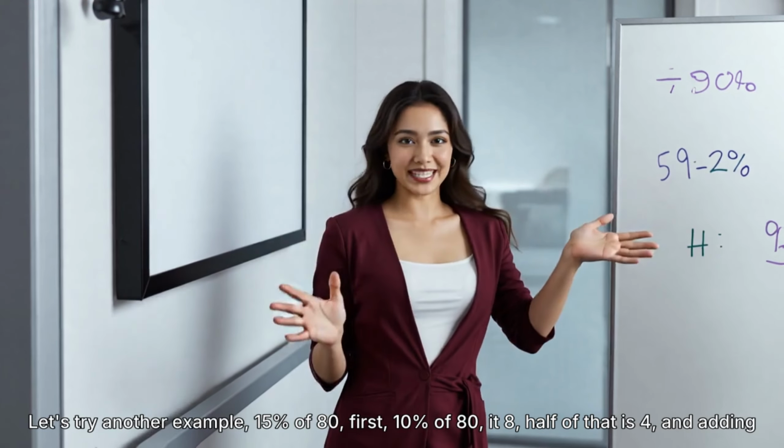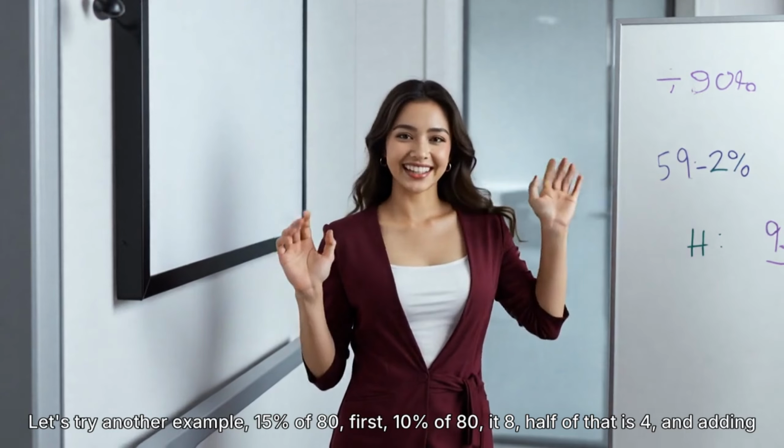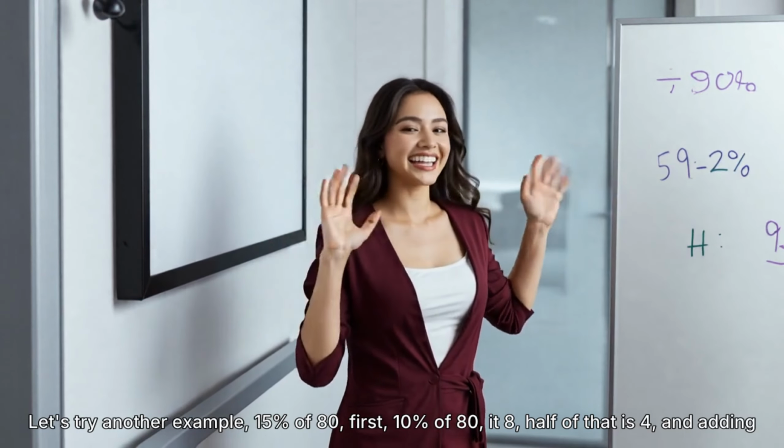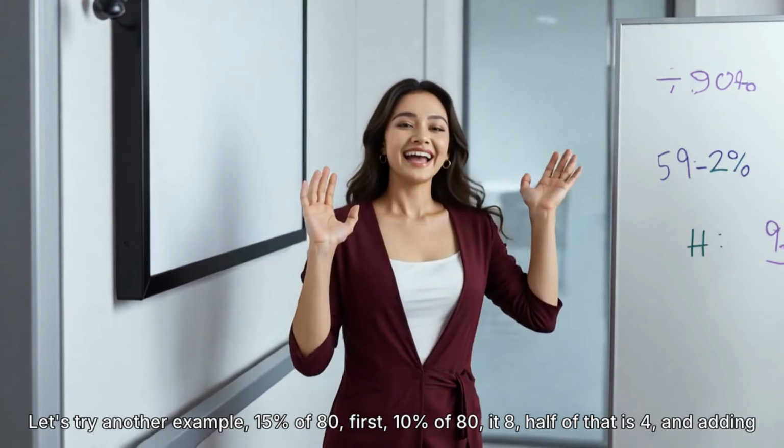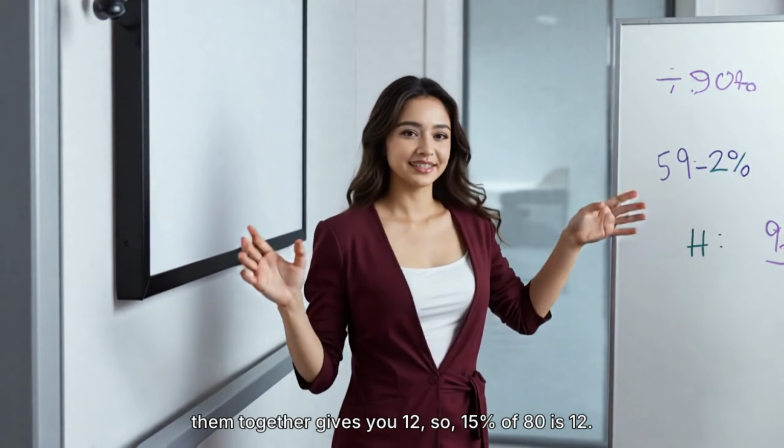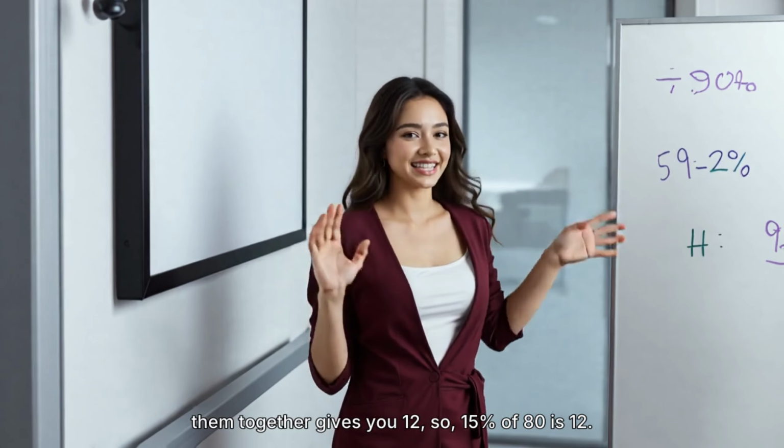Let's try another example. 15% of 80. First, 10% of 80 is 8. Half of that is 4, and adding them together gives you 12. So, 15% of 80 is 12.